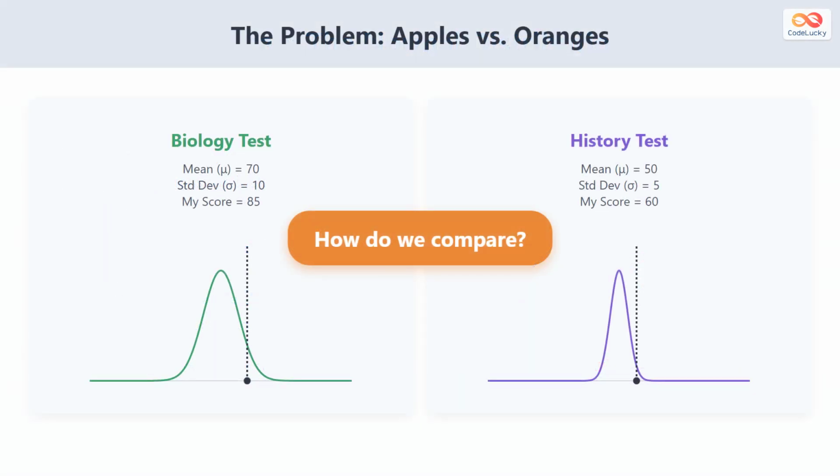Here is the challenge. Imagine you score 85 on a biology test and 60 on a history test. Which score is better? It's hard to compare them directly because the tests might have different averages and difficulty levels. We are comparing apples to oranges.